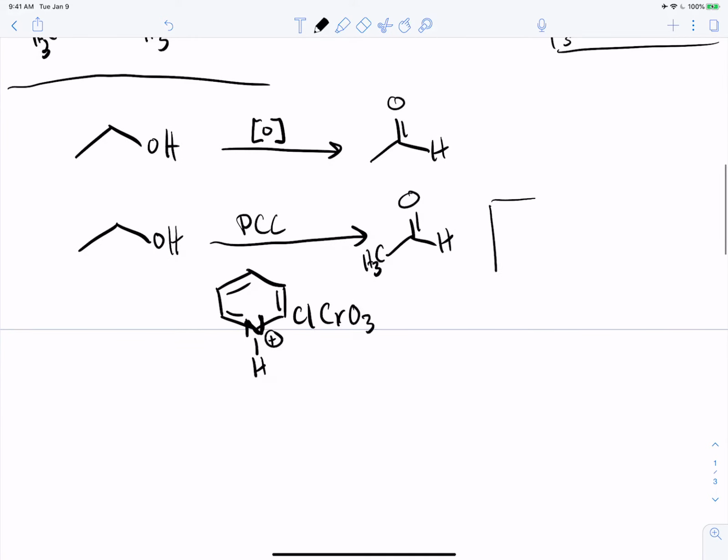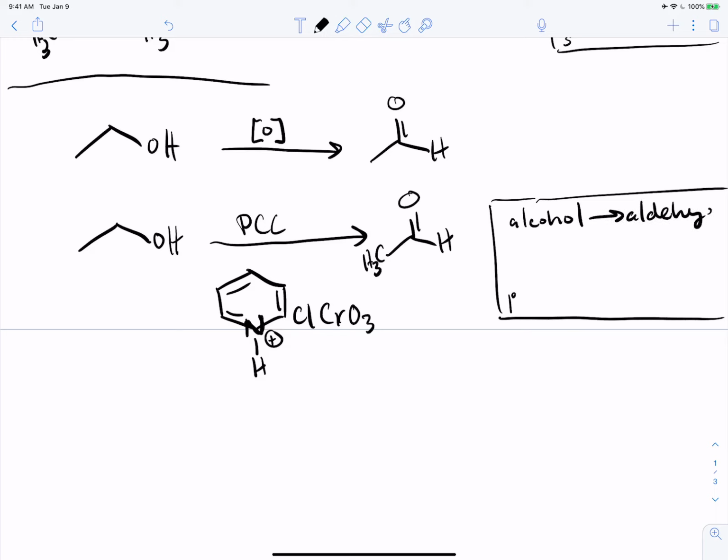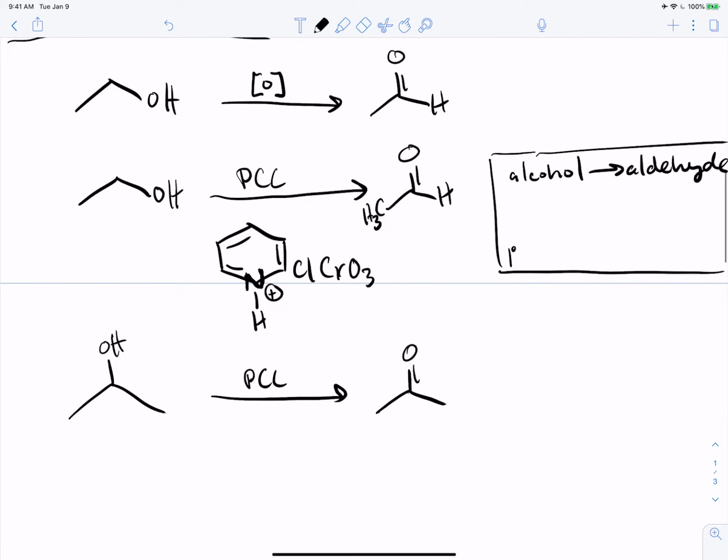For us, what we want to look at is just that this allows us to take an alcohol, specifically a primary alcohol, to an aldehyde. That's really where you'd use this. If you use this on a secondary alcohol, what are we going to see out of it? Yeah, you're going to get oxidation. But there's no reason to do this.